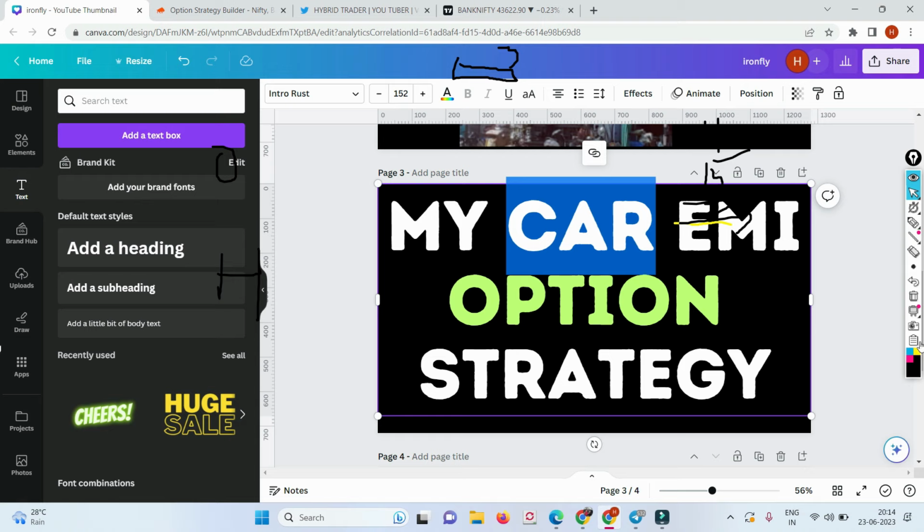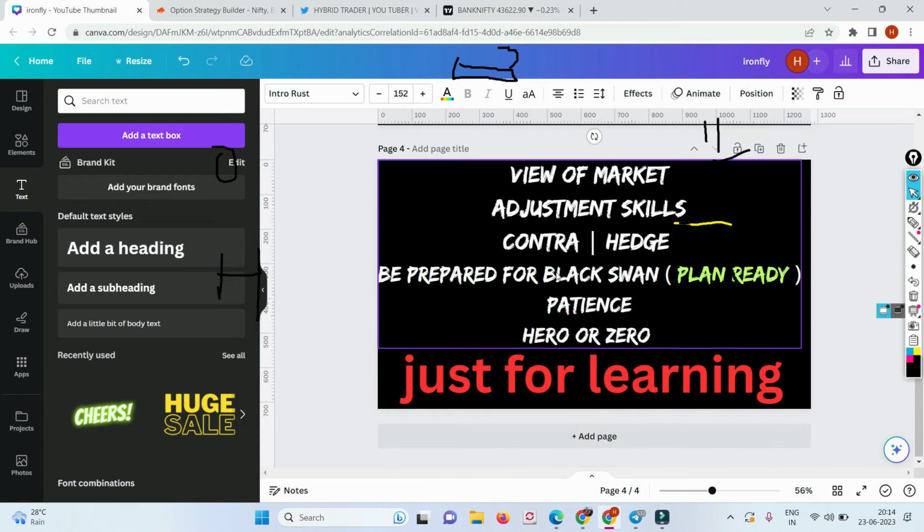And if you do not have the adjustment skills, if you do not know what is this contra, what is this edge, how to deploy this strategy for a Black Swan event, how to make it a hero or zero strategy, you cannot do it, right? Anyways, I'll keep you all posted on my car EMI.